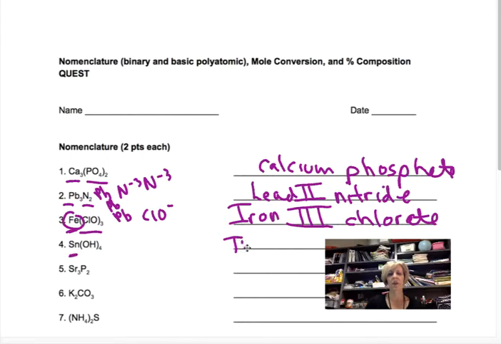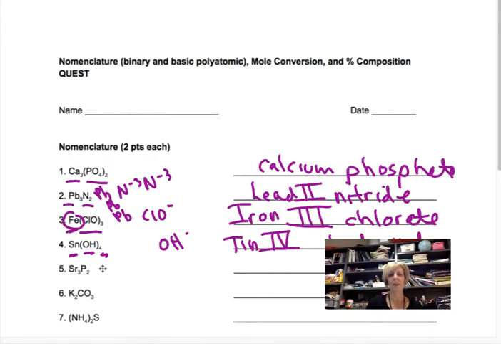This is tin. That is another transition metal. That is hydroxide. I'm going to need a Roman numeral here. Hydroxide has a -1 charge, and I have 4 of them, and only 1 tin, so the charge on the tin must be a +4.